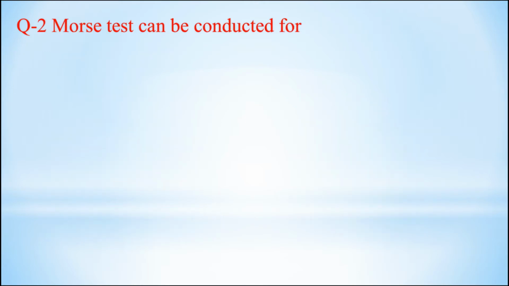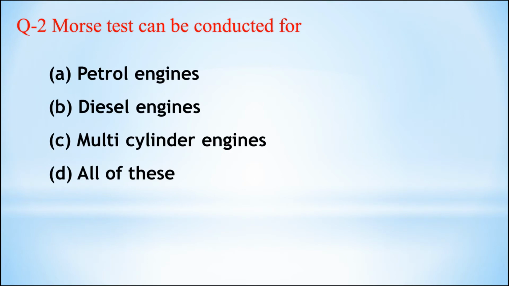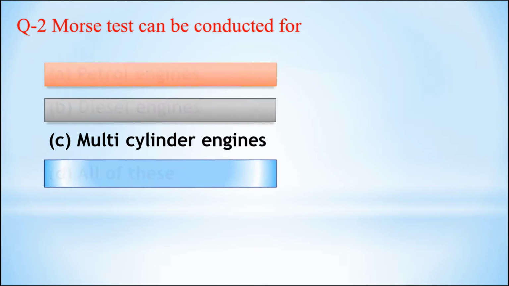Question number 2. Morse test can be conducted for: option A, petrol engine; option B, diesel engines; option C, multi-cylinder engines; option D, all of these. We know that the Morse test is used for multi-cylinder engines and it is used to measure the indicated power. So the right answer is option C, multi-cylinder engines.